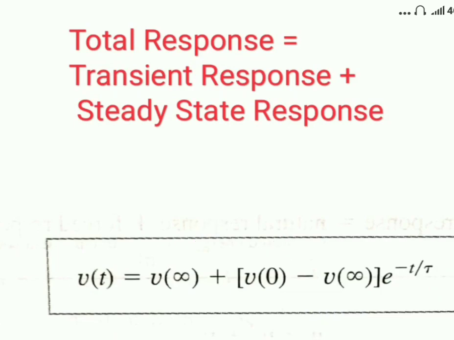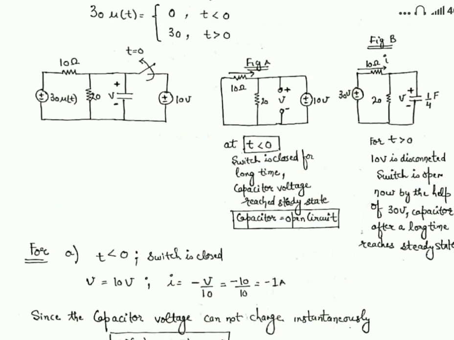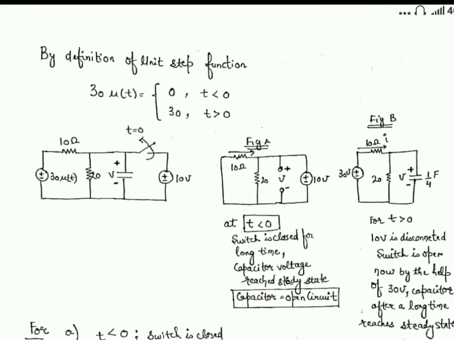Now, further moving ahead, we will see how the numerical can be initialized. By the definition of the step function, I told you that at time t less than 0, the magnitude of the step function is 0, and for time t greater than 0, the magnitude of the step function is 30. So this is the definition of the step function.